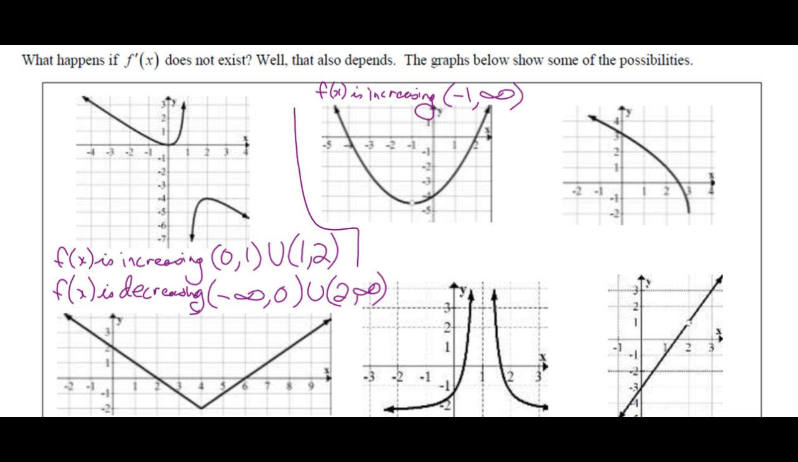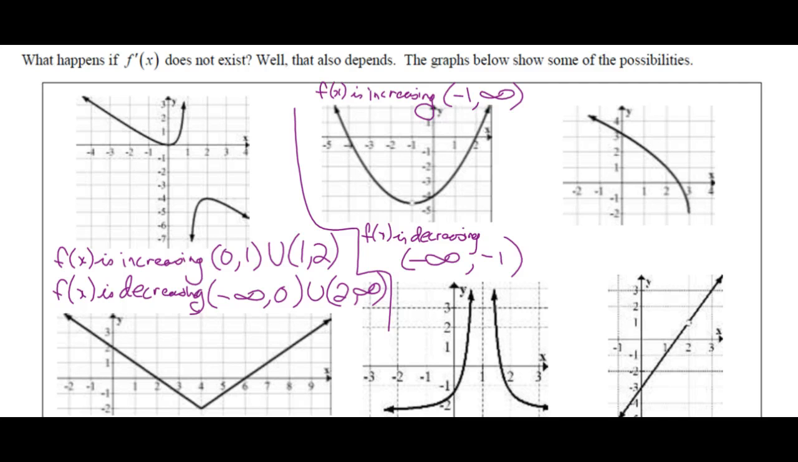Where am I going to write this? Okay, so f of x is decreasing from negative infinity to negative 1, right? Okay, so we're decreasing on one interval, we're increasing on another. Here.